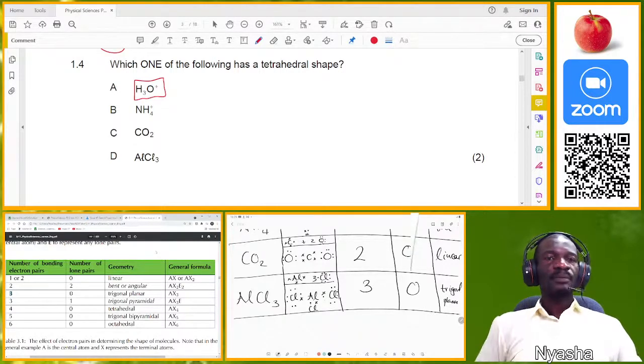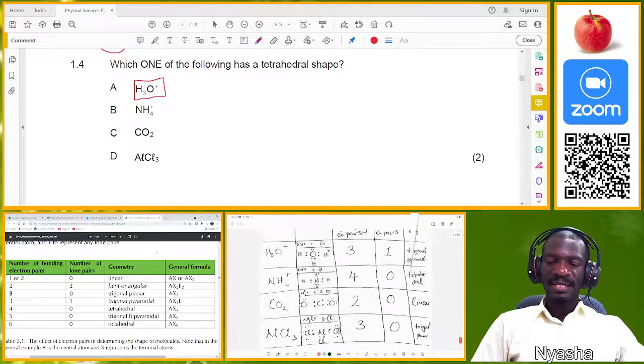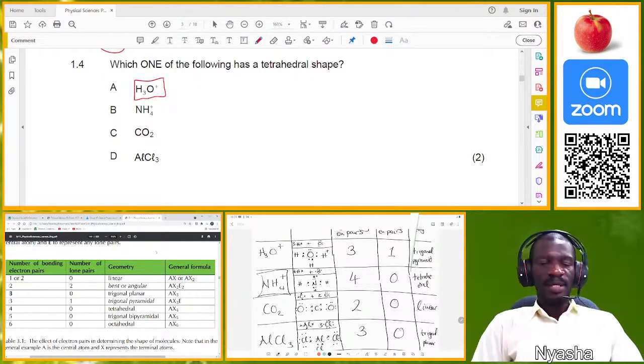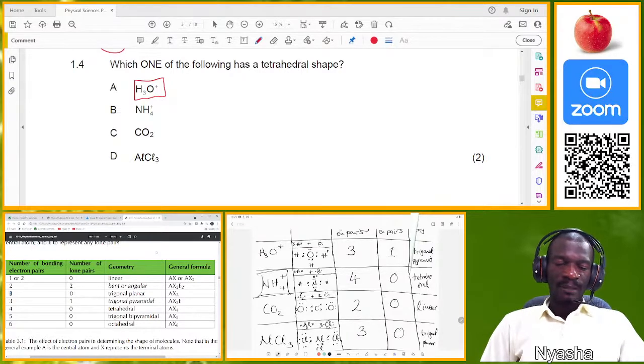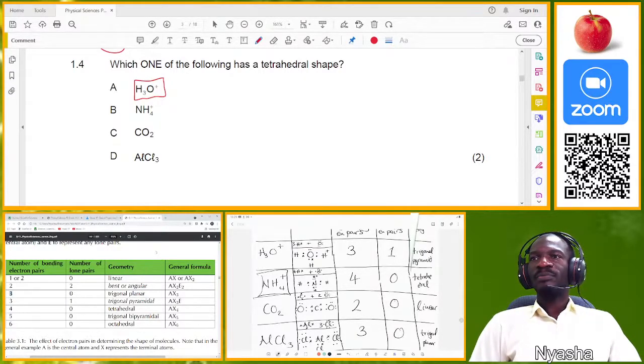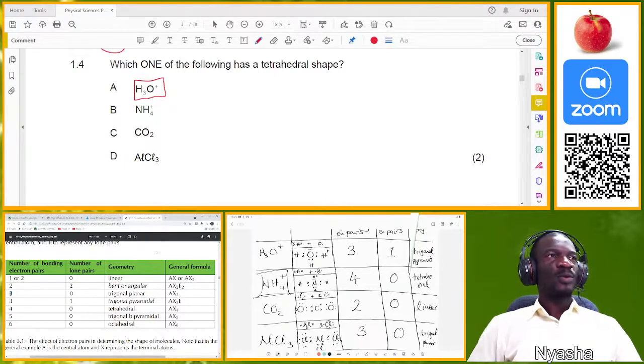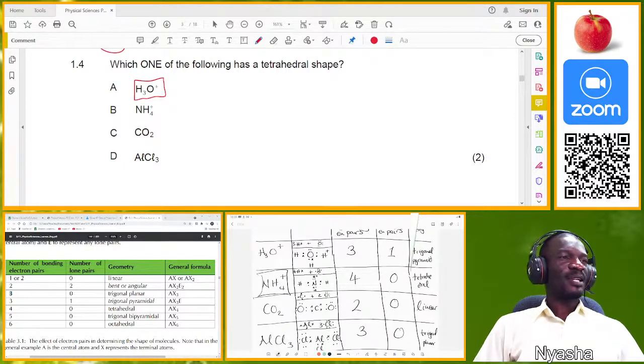Right. So from this exercise, one can tell that our tetrahedral shape is from what? From NH4, right? Our tetrahedral shape is from NH4. So just out of interest, how do these shapes look? I just want to see an example of the shape of a molecule.